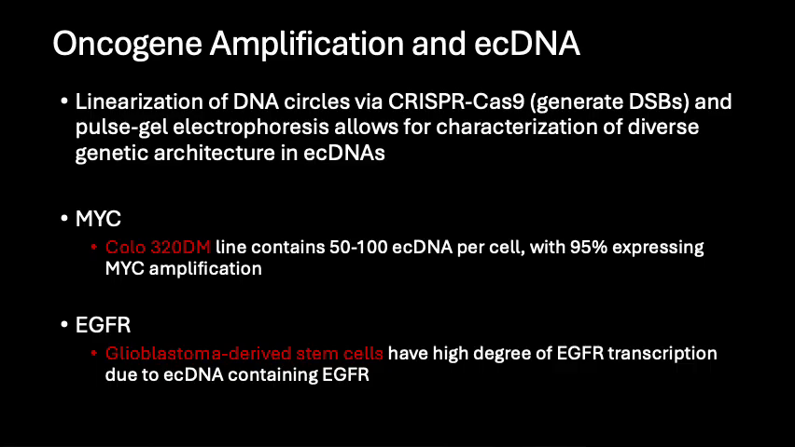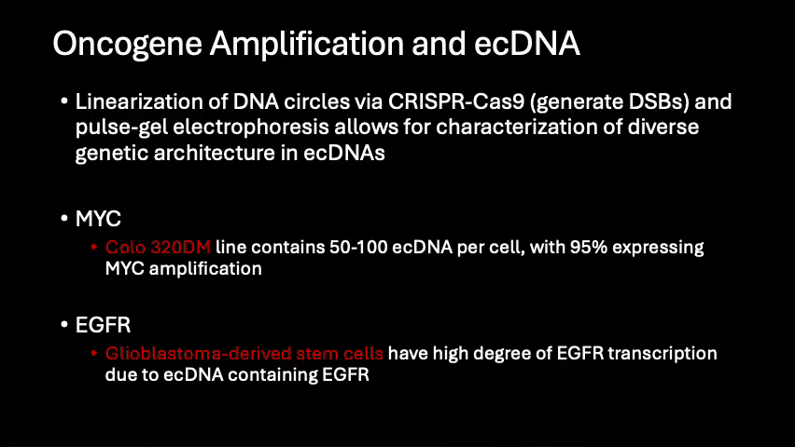Now, with advanced techniques such as CRISPR-Cas9, in which we can selectively generate double-stranded breaks around certain genetic targets, we can now linearize or turn these DNA circles into lines that we can analyze with normal electrophoresis and characterize the diverse architecture within ecDNAs. And in certain colorectal cancer cell lines, like COLO320DM, we have found that these cells can contain up to 50 to 100 ecDNAs within each cell. And up to 95% of these express oncogenes like MYC, which, as I mentioned earlier, are important for the progression of cells through the cell cycle.